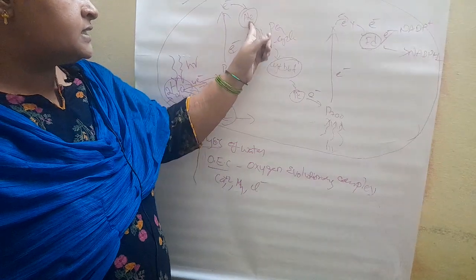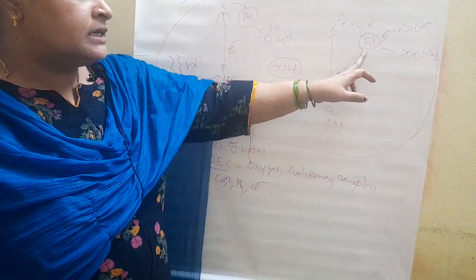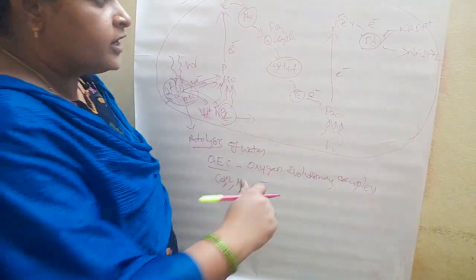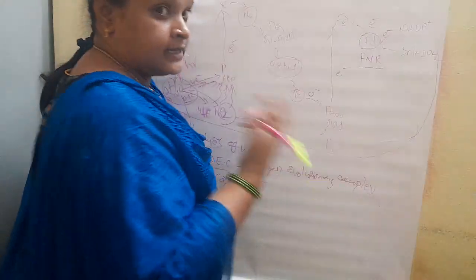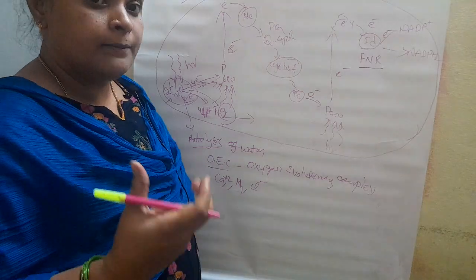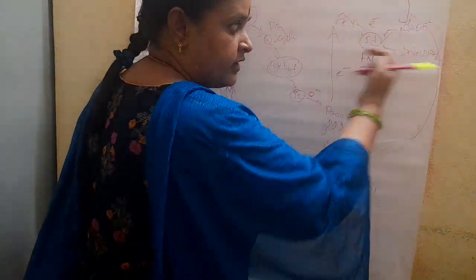PS2, what is the first electron acceptor? Pheophytin. In PS1, what is the electron acceptor? Ferredoxin. So from the ferredoxin, here one enzyme is there, ferredoxin NADP reductase, which helps in this. Here hydrogen ions are also required. Okay, right.